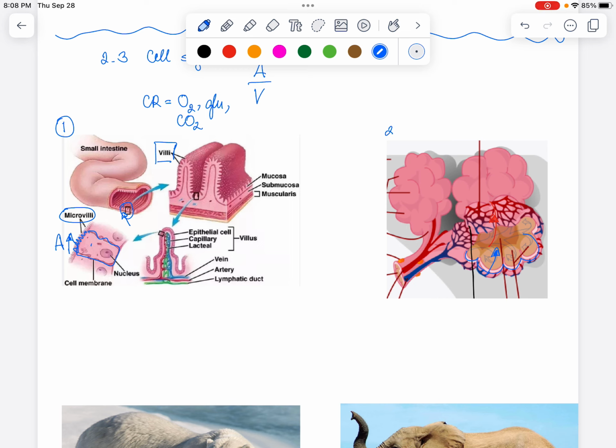The other example from biology is coming from the lung. The lung contains small sacs, these vesicles, and these are called alveoli. These alveoli increase the surface area for gas exchange, specifically for the oxygen to go into the capillaries, and from the capillaries to the lung carbon dioxide, the waste, diffuses through.